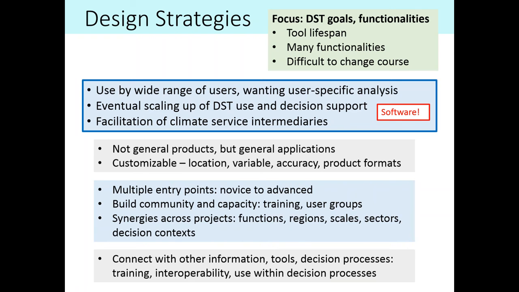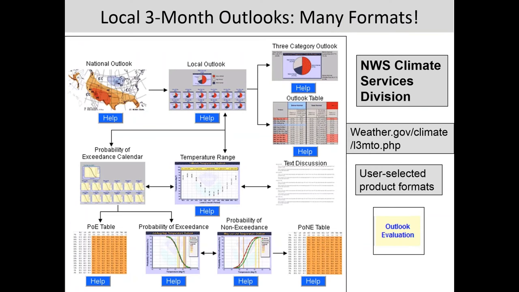And the example I'm going to use here is the local 3-month temperature outlook. I think many of you are familiar with the National Weather Service Climate Prediction Center's seasonal 3-month outlooks. This is the local version. I showed it last month as well.